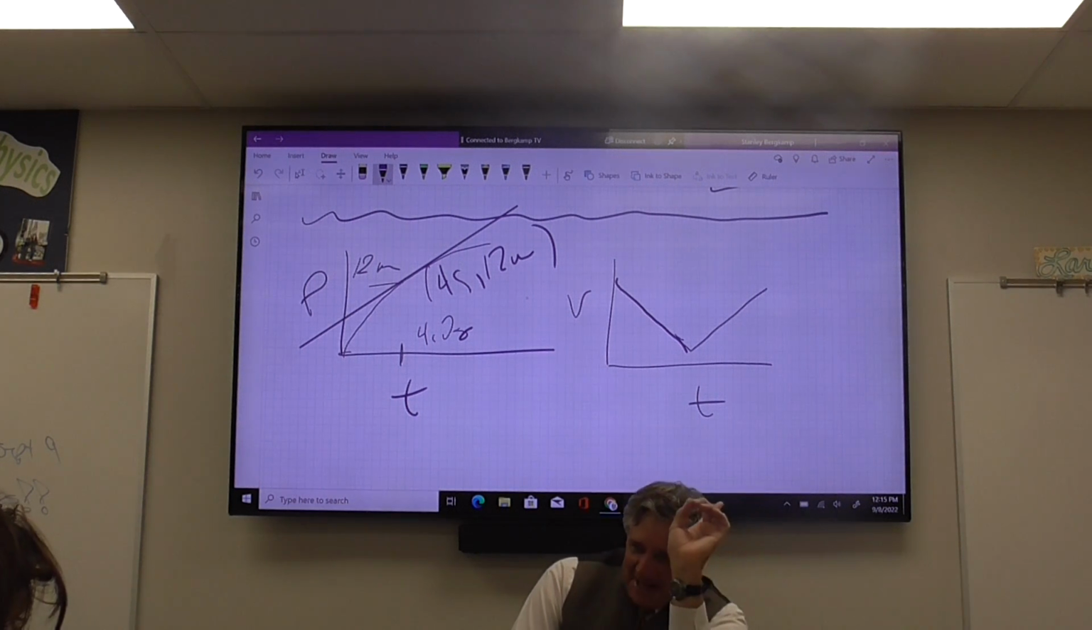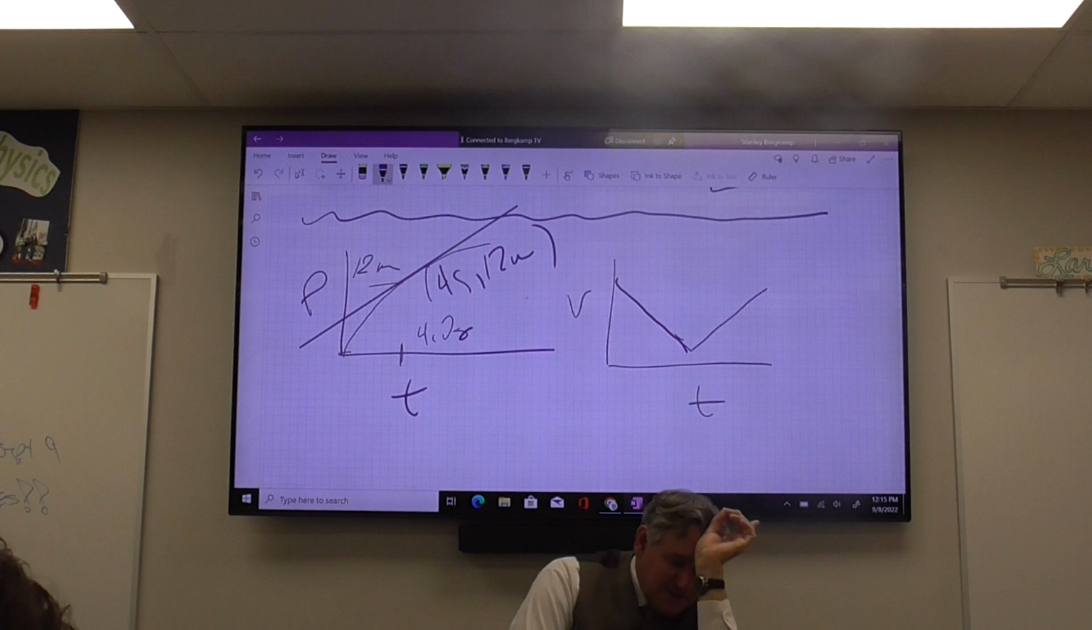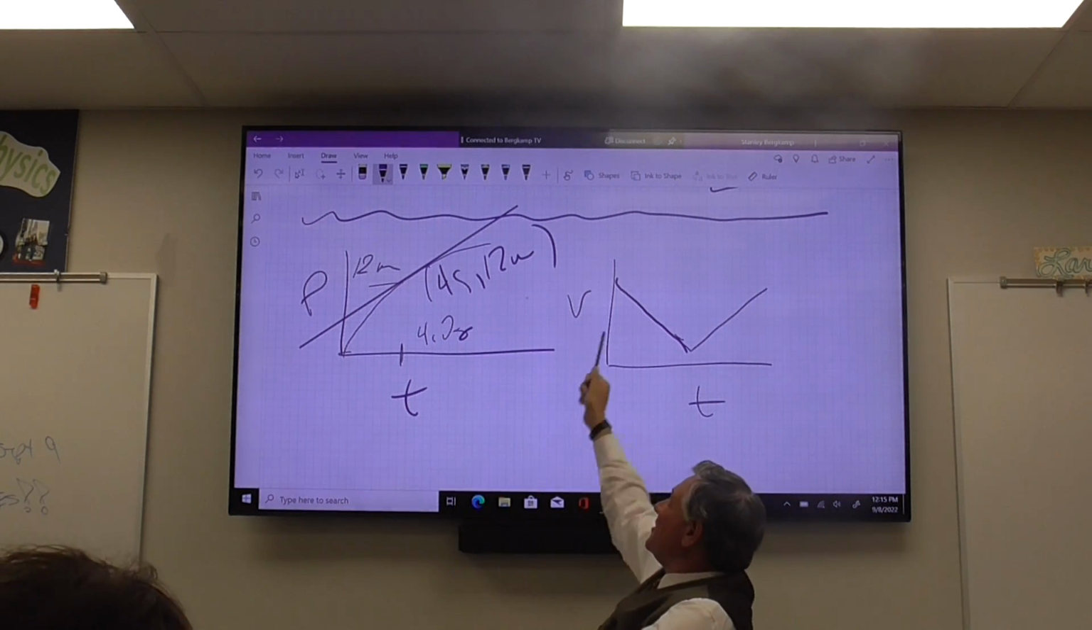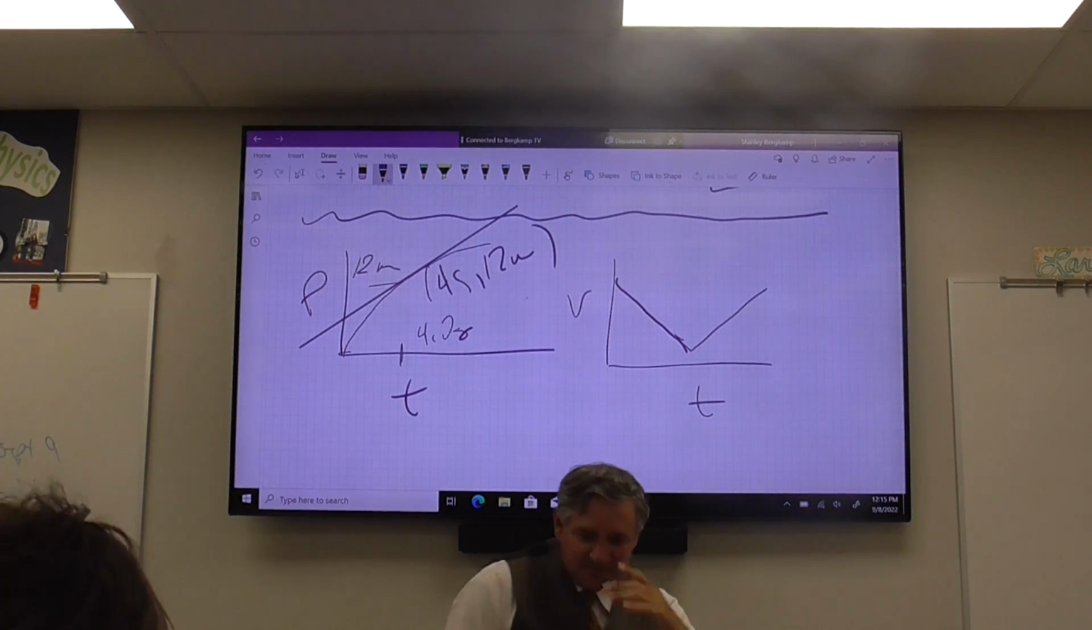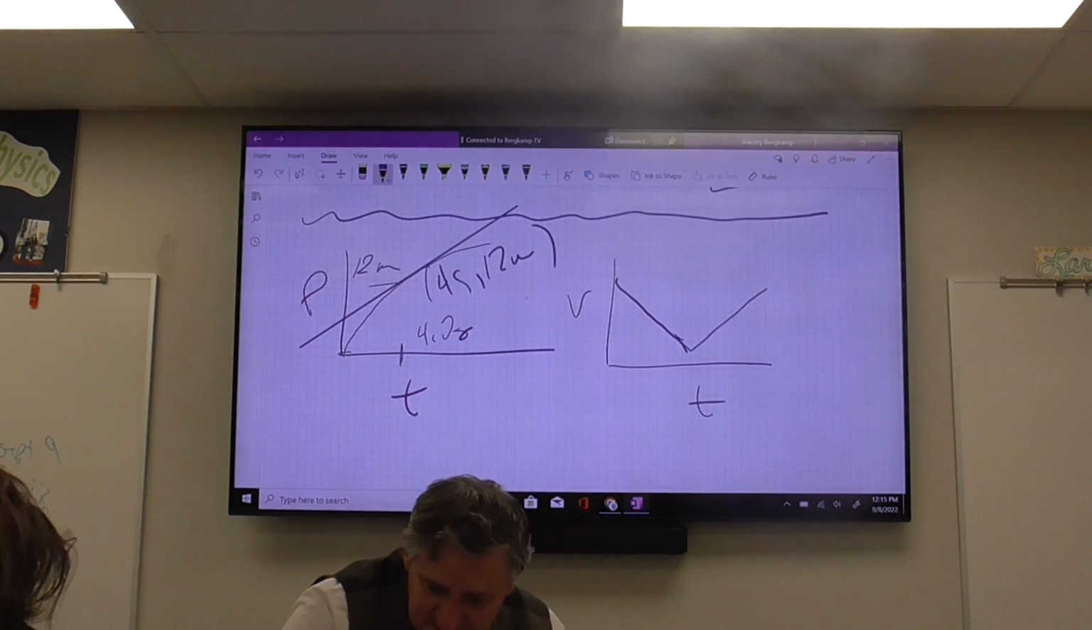Pretend that you are all in a math class. A line comes down like this. What's the sign of that slope? Negative. So here I have negative acceleration.